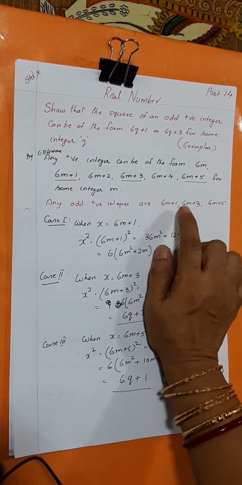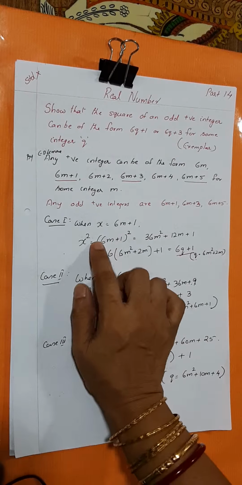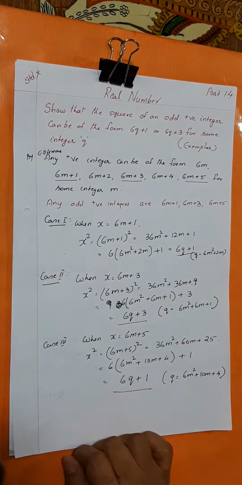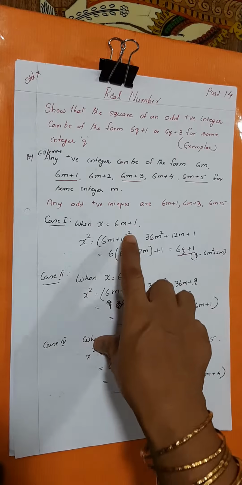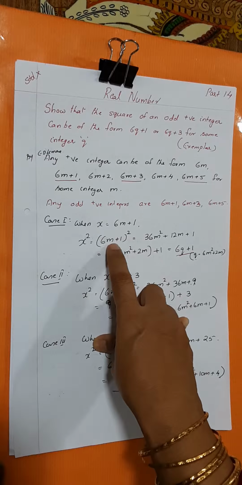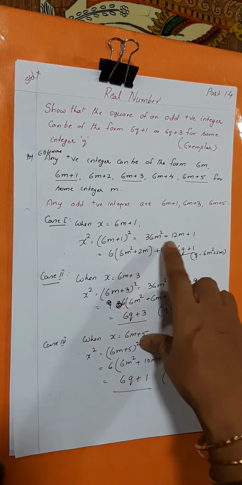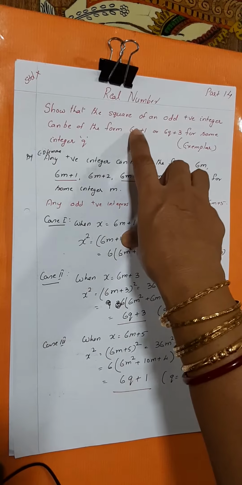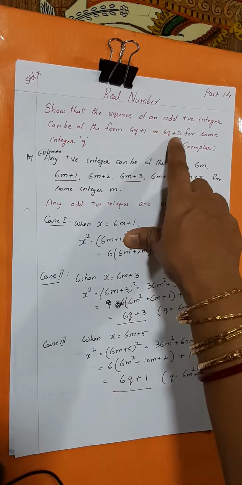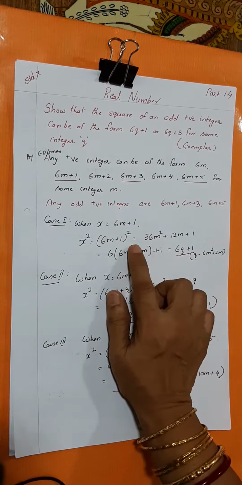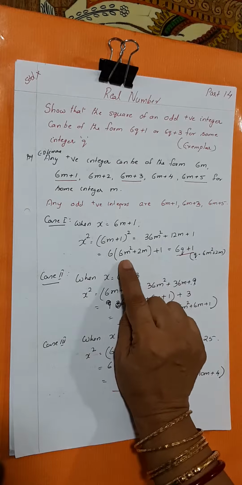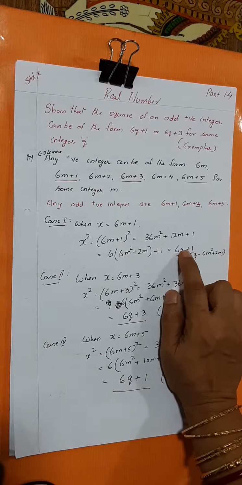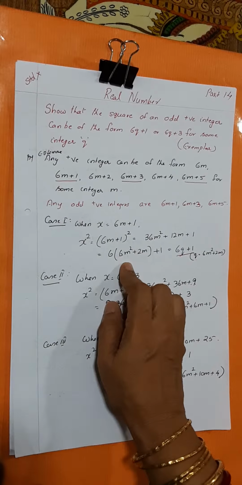Now when x is equal to 6m plus 1, x squared is equal to 6m plus 1 the whole squared, because you have to find the square. So you use the a plus b the whole squared identity and write it like this. Now we have to write it in the form of 6q plus 1 or 6q plus 3. So from this we take 6 as a common factor and then you can write plus 1. So this is of the format 6q plus 1 where q is equal to, you have to write this.